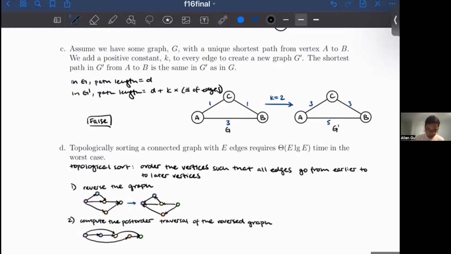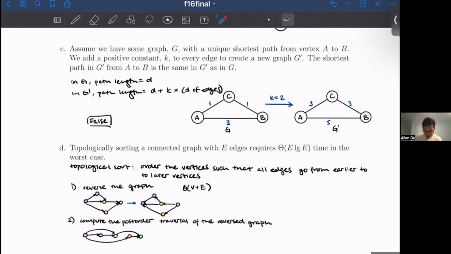Right? And so now let's actually look at the runtime of this topological sort algorithm. Our first step is going to be reversing the graph. And so one way of reversing the graph is, let's just say we traverse every single vertex, and then for every edge, we switch its direction. Right? And so what's the runtime of this step? This is going to be big theta of V plus E, because we have to look at every vertex once, and we also have to look at every edge once.